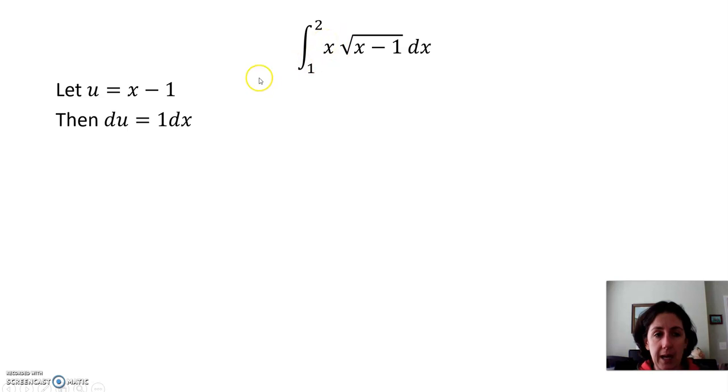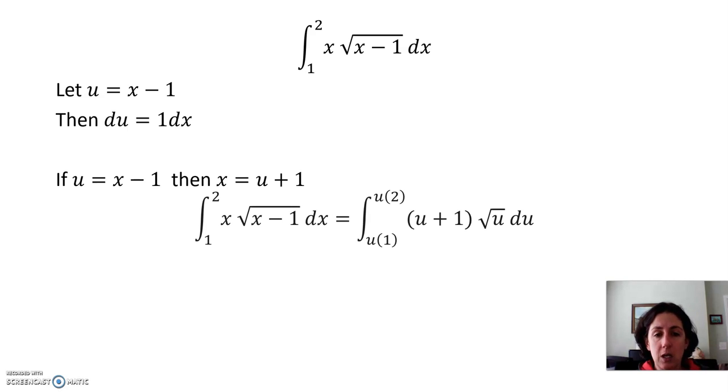Well, like we talked about last time, since we know that u is x minus 1, that means that x is u plus 1. So we can substitute that in. We can replace this x with u plus 1. We can replace this x minus 1 under here with u. And we'll change our bounds to be u evaluated at the upper bound and u evaluated at the lower bound. This is really u to the 1/2. So then I'll distribute that u.